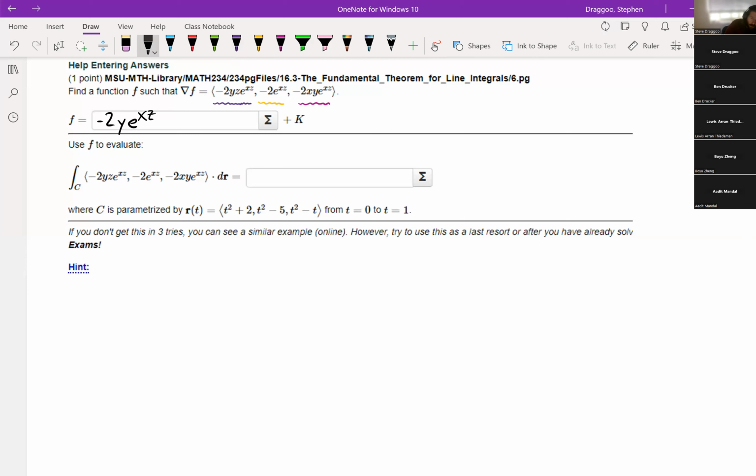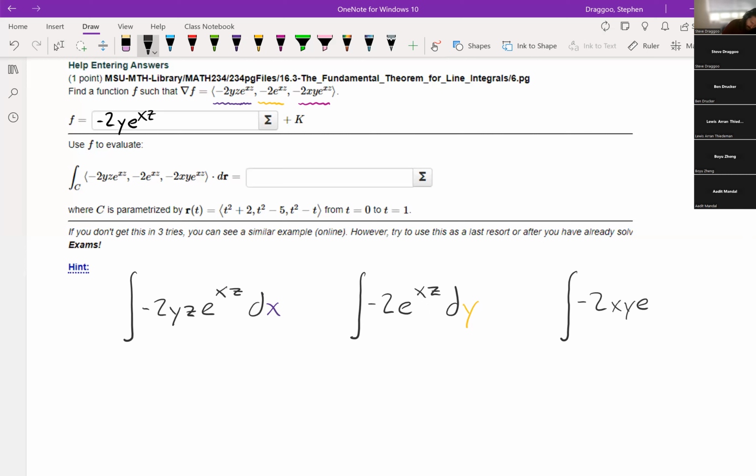So integrate negative 2yz e to the xz. I don't know why sometimes I say z and sometimes I say z. It's kind of how I'm feeling at the moment, I guess. I want to integrate that with respect to x. Then after that, I'm just going to set up each of the 3. After I do that, I'm going to want to integrate the y component. So negative 2 e to the xz dy. And then I'm going to integrate the z component. Oh, I'm really switching it up. Integrate the z component. Nope. All right, fine. Negative 2xy e to the xz dz.